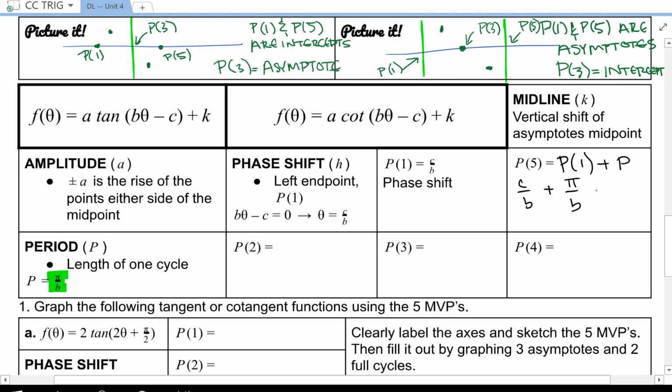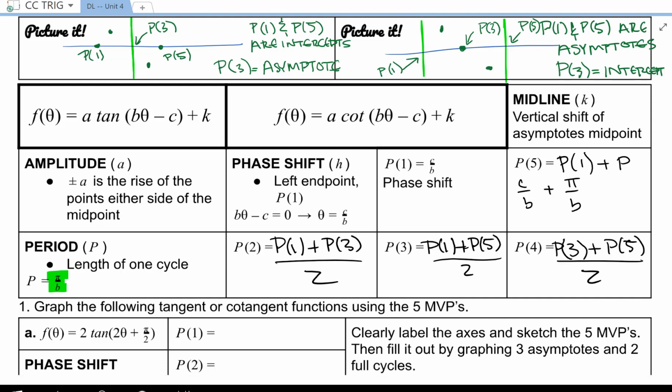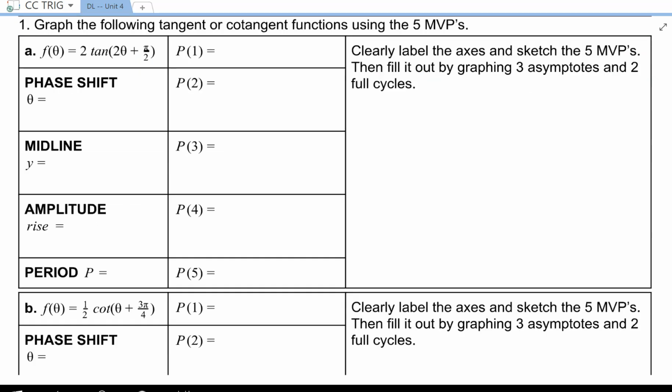All right, P3 is the average of P1 and P5. P2 is the average of 1 and 3. P4 is the average of 3 and 5. Just like when we did sine and cosine. The only difference is you can vertically shift tangent and cotangent. That is still K, but I'm not going to test you on vertical shifts of tangent and cotangent. And we have two examples. So let's start with this one.